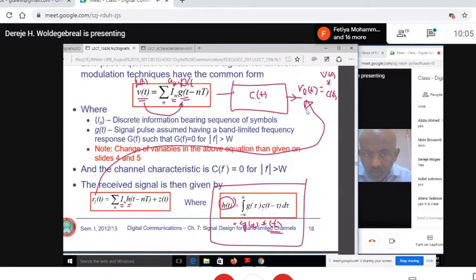So the output can be written in the following way. So r_l of t would be the summation of I of n h of t minus nT, where h of t is the result of convolving g of t with c of t. So what you see on the right is h of t, the result of convolving g of t with c of t. In other words, what does this mean?